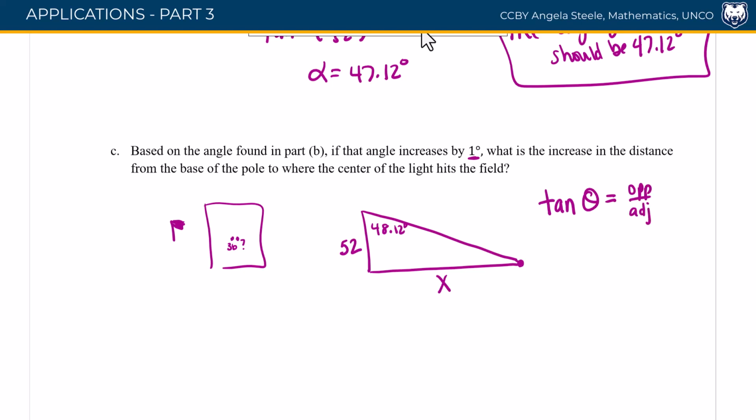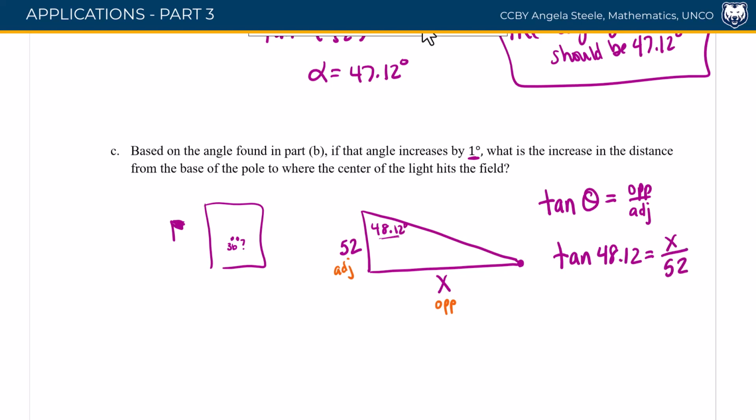And if we look at the variables, we know our angle measure and we know our adjacent value. Go ahead and label those again. So 52 is the adjacent, x is the opposite. So we're going to plug in what we know. Tangent of 48.12 is equal to the opposite, which is the unknown, over the adjacent, which is 52.